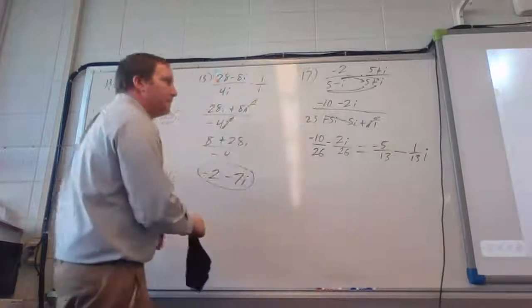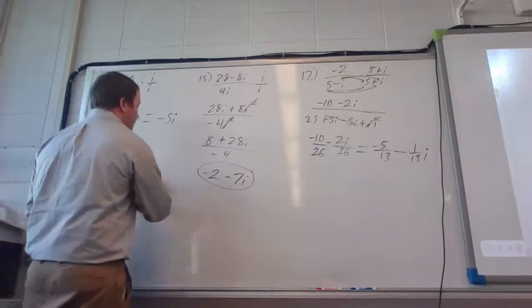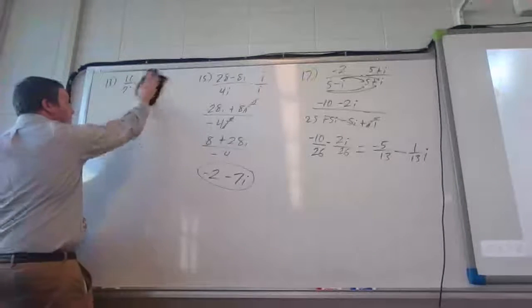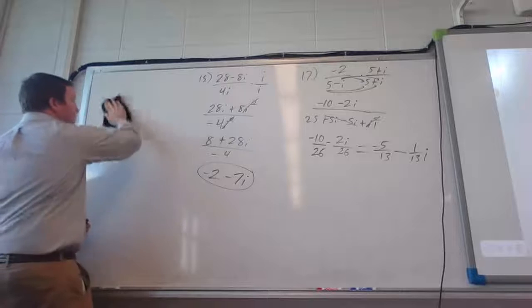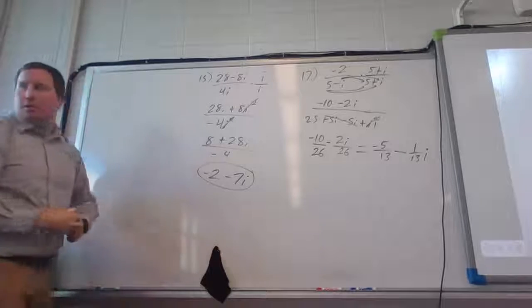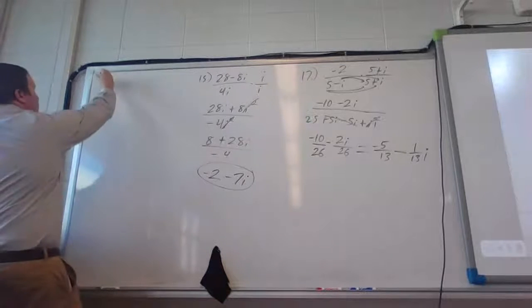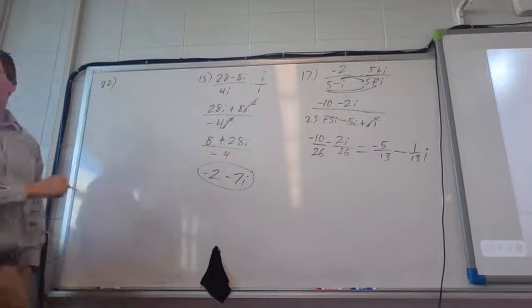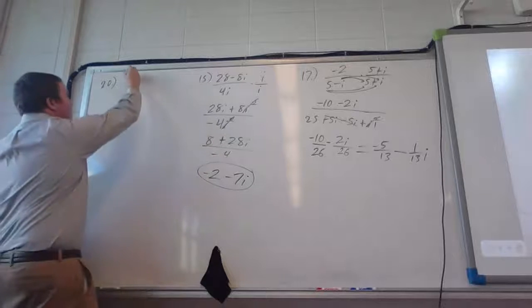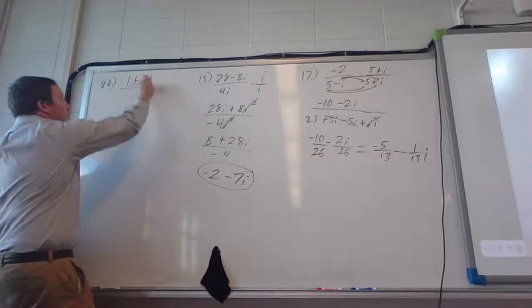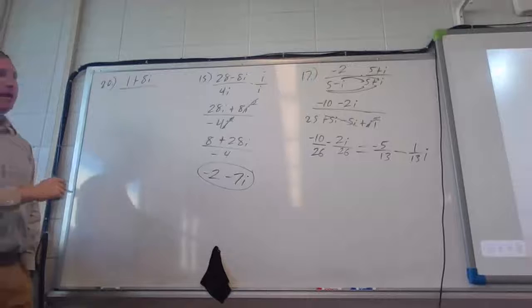So you want to do another one? Yes, no, maybe. Which one? Let's do 20. So we've got 1 plus 8i over 2 minus 4i.